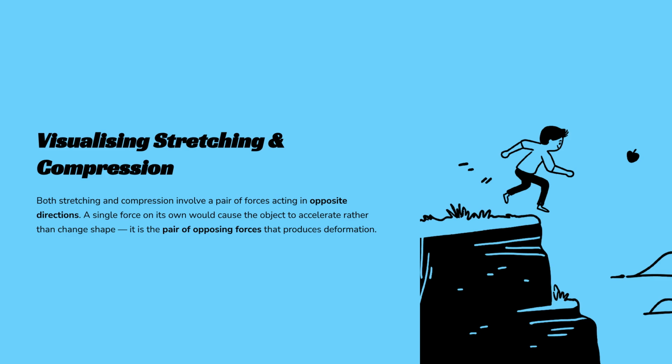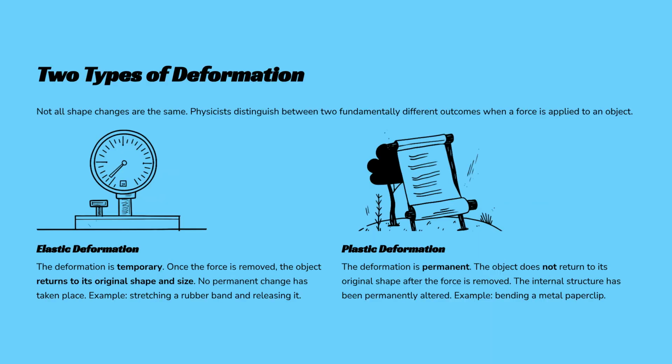It is important to remember that both stretching and compression require a pair of opposing forces. A single force would simply cause the object to accelerate. Physicists classify deformation into 2 types: elastic and plastic. The fundamental difference lies in whether the object returns to its original shape after the force is removed.